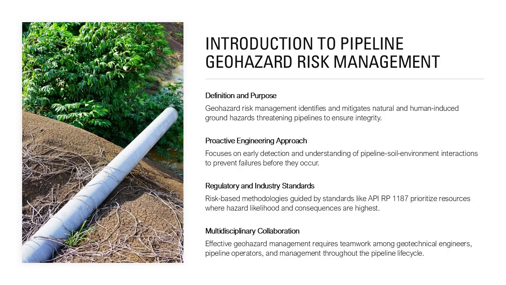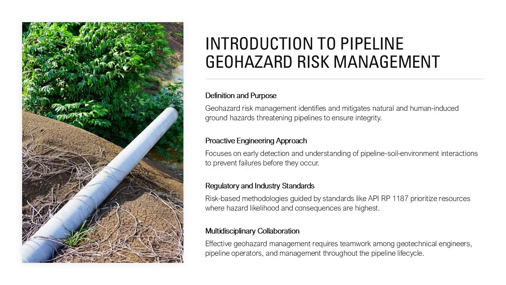These methodologies prioritize resources toward locations where the combination of hazard likelihood and potential consequences is greatest. API Recommended Practice 1187 provides structured guidance for implementing such an approach, specifically focused on geohazards. It aligns geohazard management with broader pipeline integrity management systems, ensuring consistency in terminology, assessment techniques, and documentation.